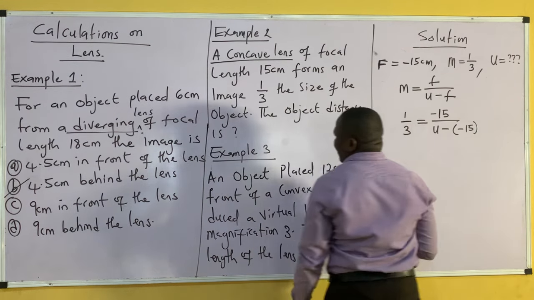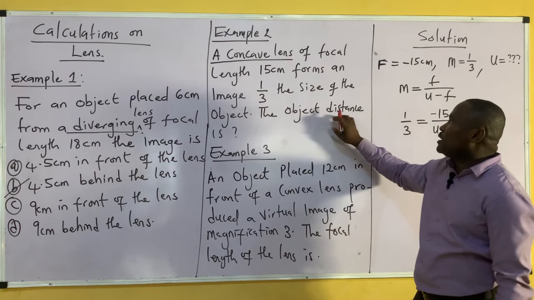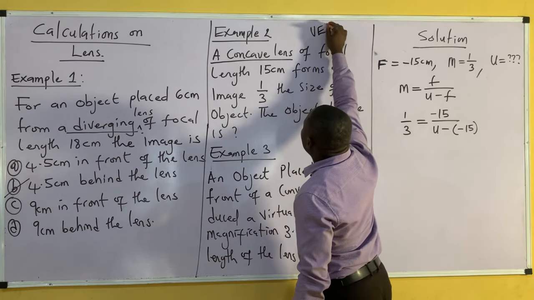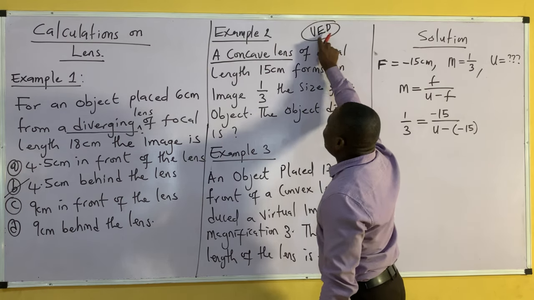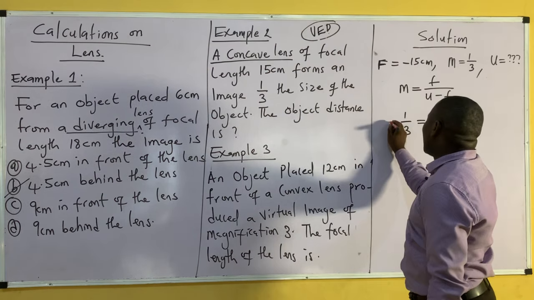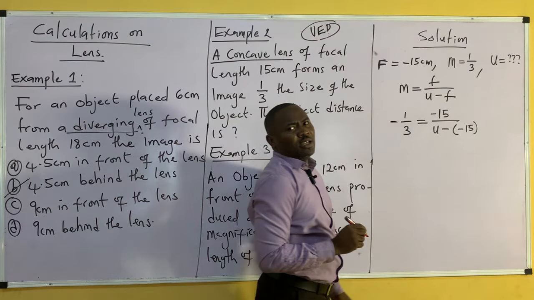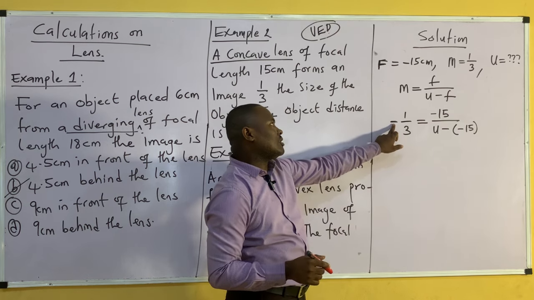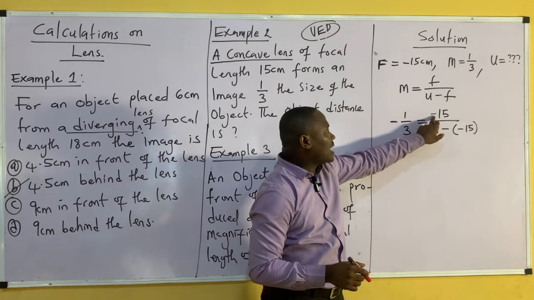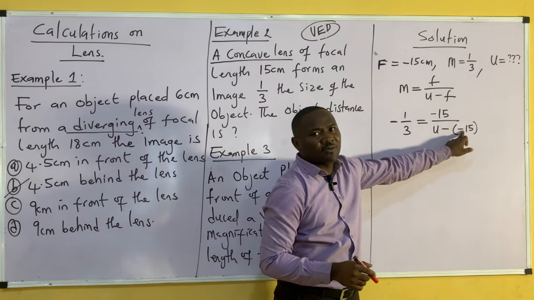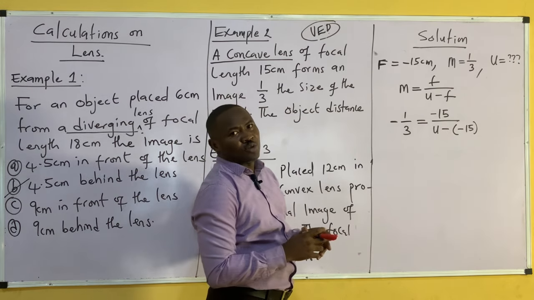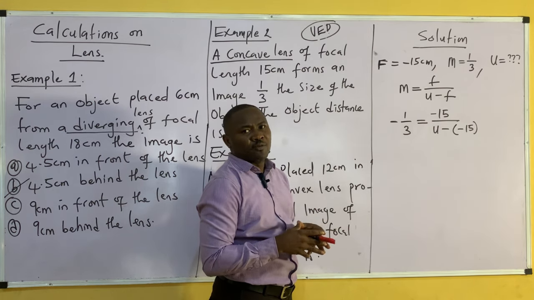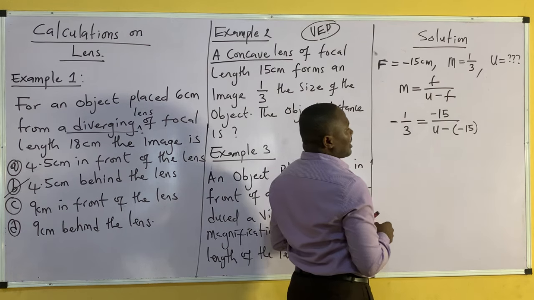Now, what is another thing we have to note in this question? The image formed by a concave lens is virtual, is erect, and is diminished. If it's virtual, the magnification is negative. So I have introduced a negative sign here, and a negative sign here. You remember when we solved the first question, we had minus 4.5, because the image is virtual. Now I'll progress in my calculation.